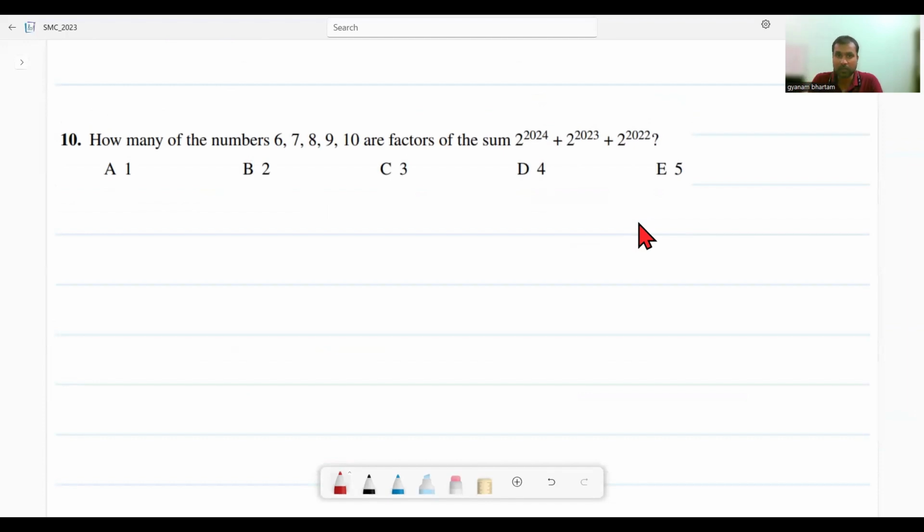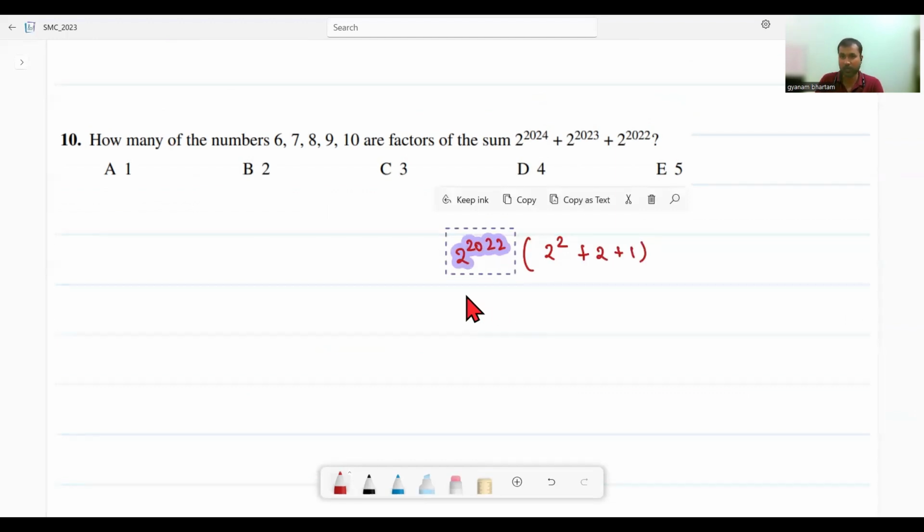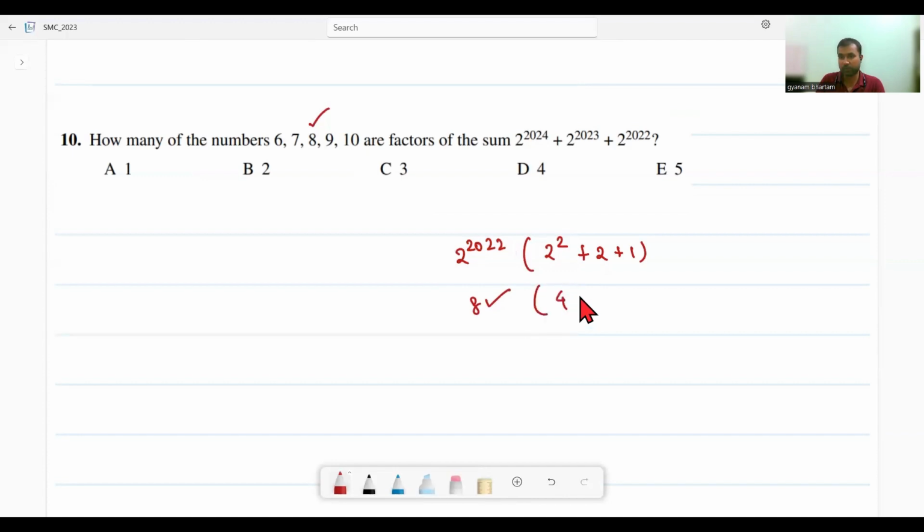How many of the numbers 6, 7, 8, 9, 10 are factors of the sum? To find the factor, we can just take 2 to the power 2022 outside, and what we are left with is 2 square plus 2 plus 1. Now this only contains 2, so it is a factor of 8 obviously. So 8 is done. 2 square is 4 plus 2 plus 1, so this is going to give you 7. Okay, so this is also correct.